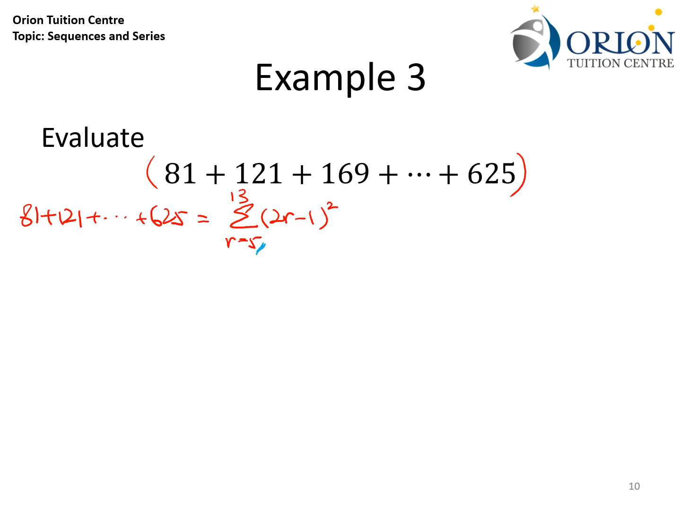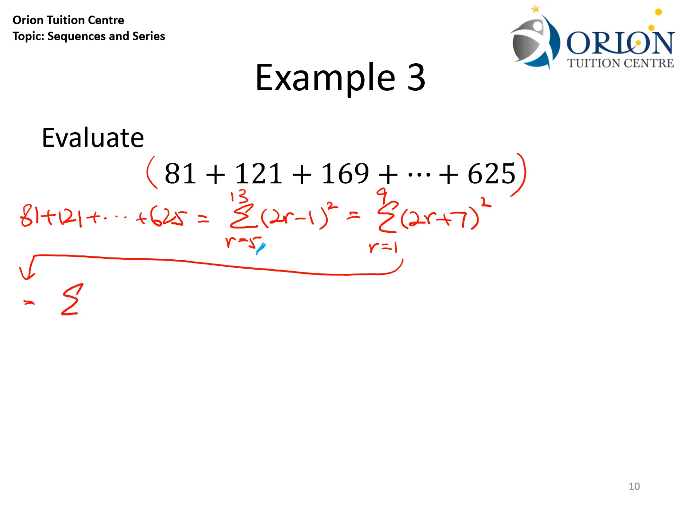So instead of writing it in this form, I can also choose to write it as summation of 2r plus 7 squared from r equals 1 to 9. You can do a conversion, they will be equivalent to one another. Now based on this, we have summation of r equals 1 to 9 of 4r squared plus 28r plus 49, which we can split into the three terms.